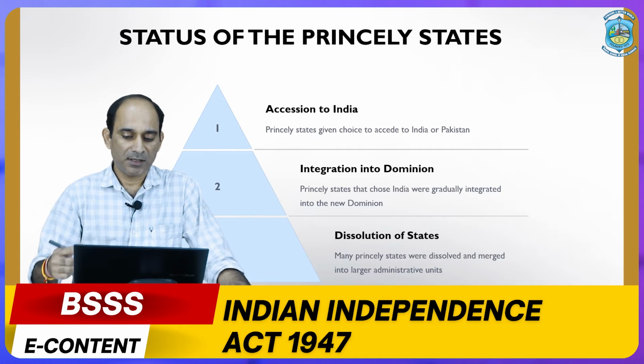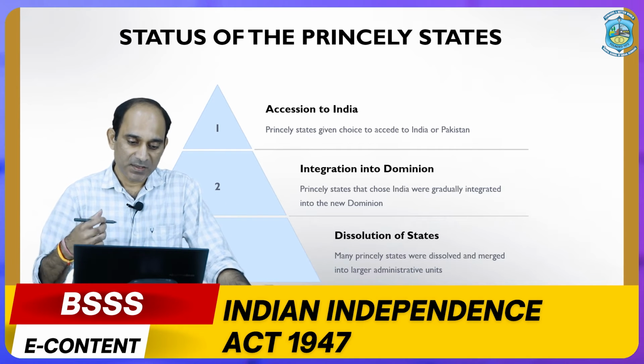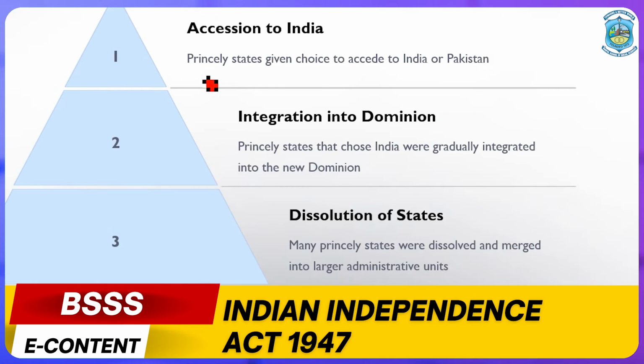Regarding the princely states, the Act says that princely states are given the choice to accede to India or Pakistan. So, their accession to India or to Pakistan was based on their choice. It also provides for integration into the dominion. Princely states which chose India were gradually integrated into the new dominion, and many princely states were dissolved and merged into larger administrative units.